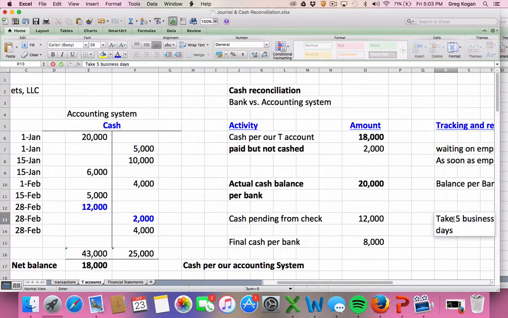So this will take 5 business days to clear. What if it doesn't clear? What if it's non-sufficient funds? Oh, but that's a control. You need to keep following up with the bank until it does clear.